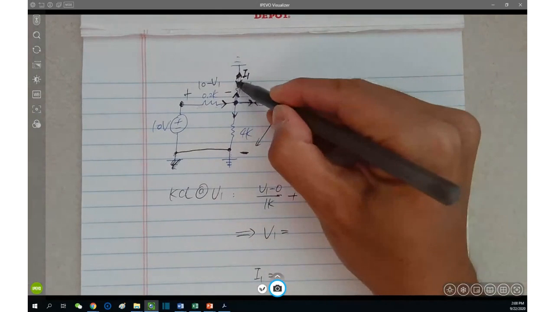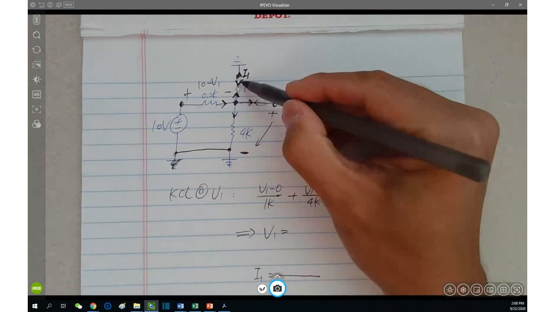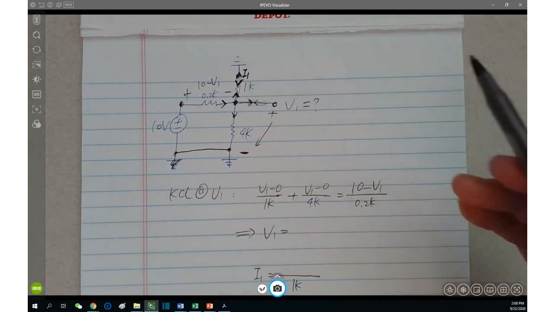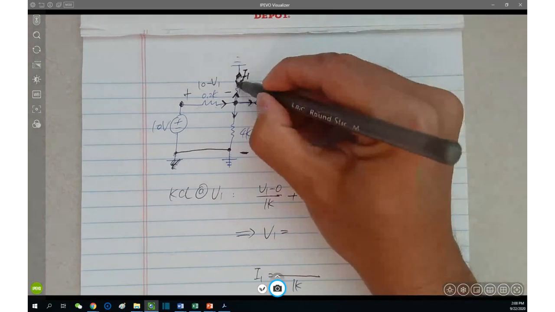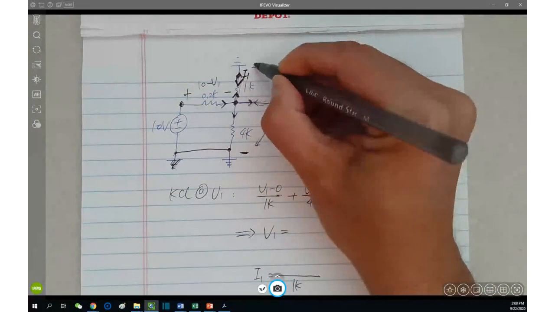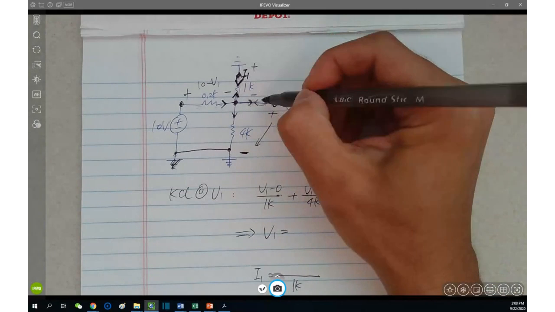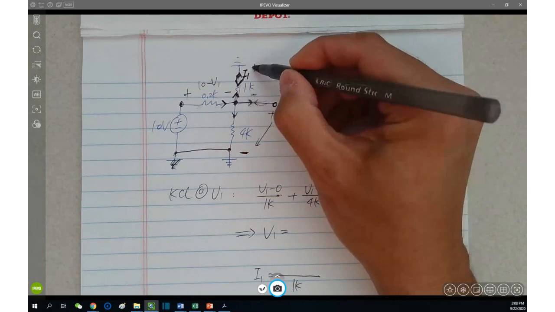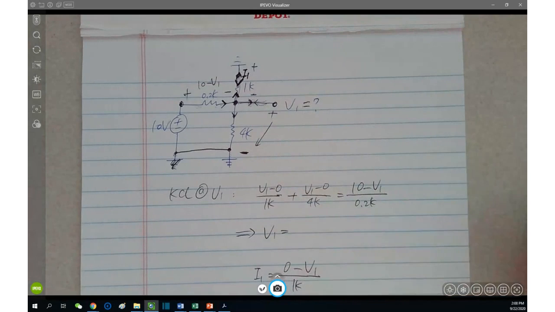I1 going downwards. How do we introduce I1? I1 is the current that flows through the 1 kilo. So the voltage across 1 kilo divided by 1 kilo equals I1. However, since it's downward, the voltage must follow such polarity: positive on the top, negative on the bottom. However, the bottom is V1. The top is ground. So it is 0 minus V1. This is how we come up with I1.